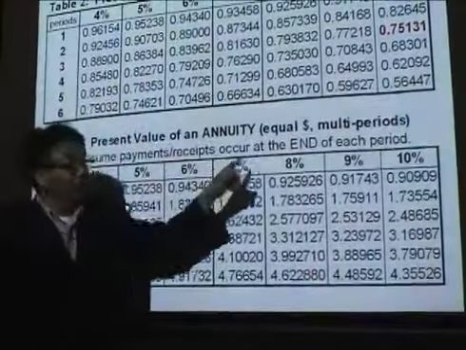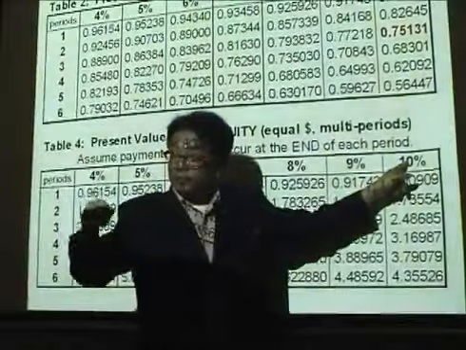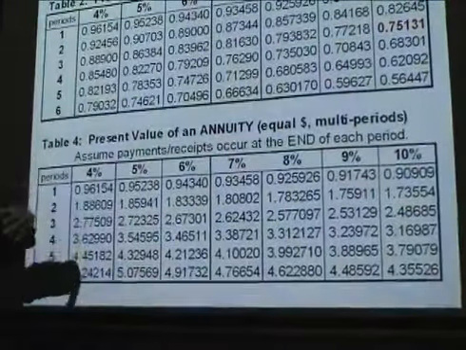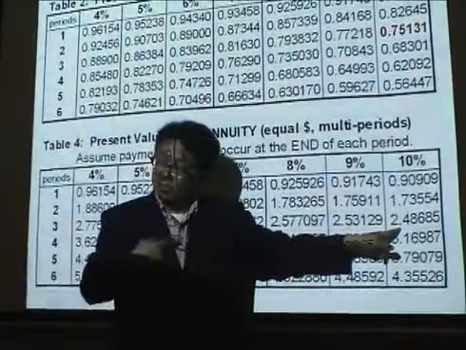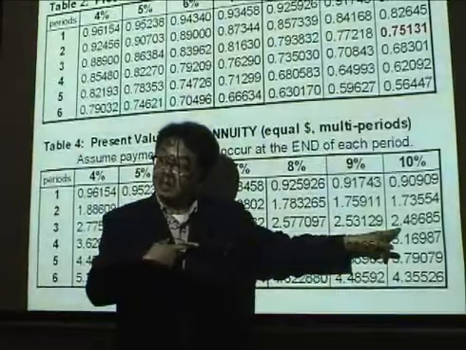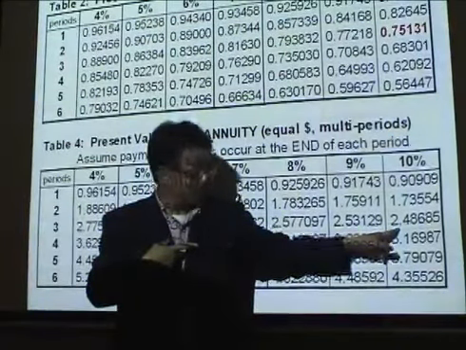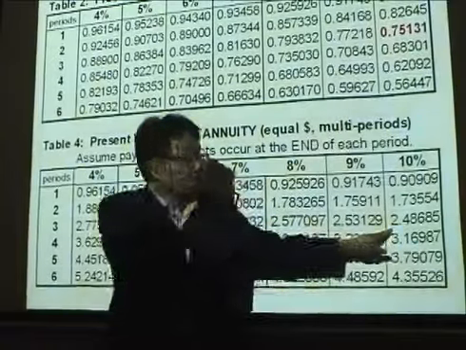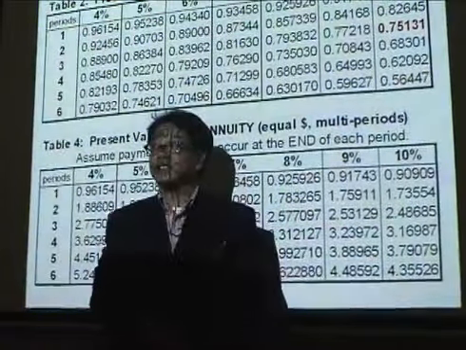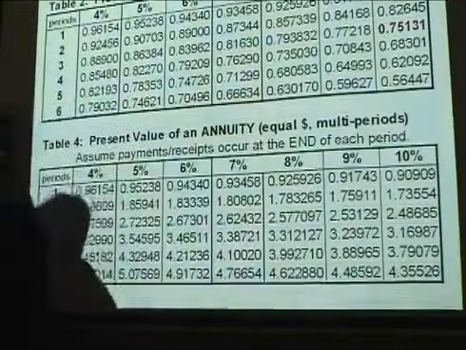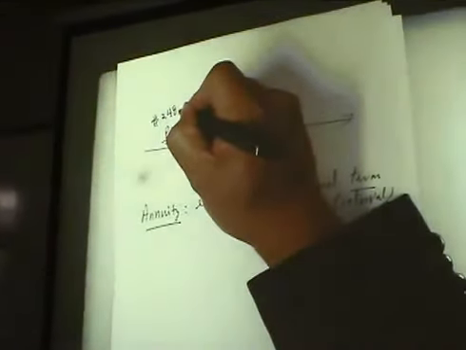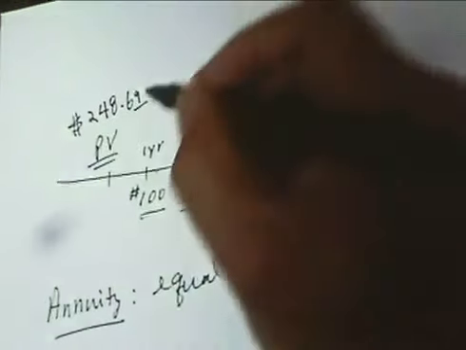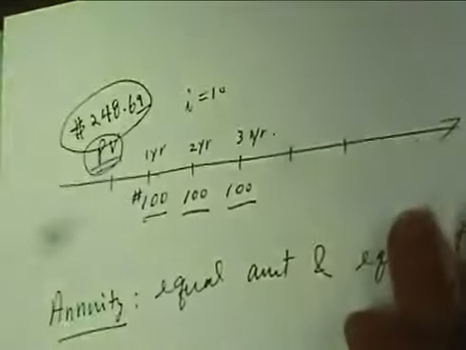So present value. I equal 10. N equal 3. I found it. Multiply by $100. So I can do that. I don't need your calculator. $248.68. Okay. I'm going to write that down before I forget. How much? $248.69. I round up. So what is this number represent?